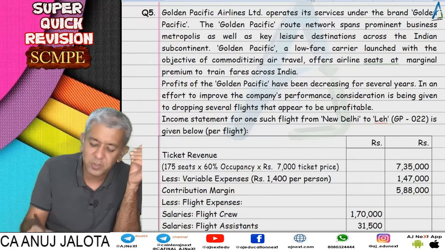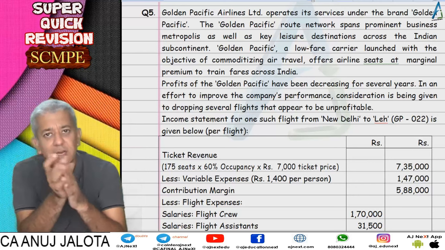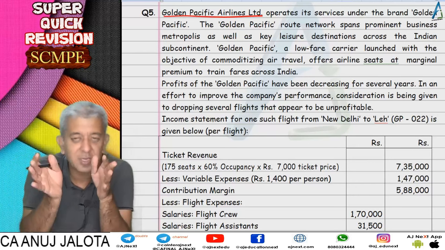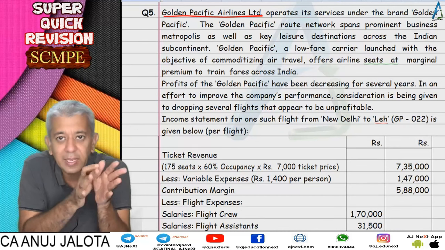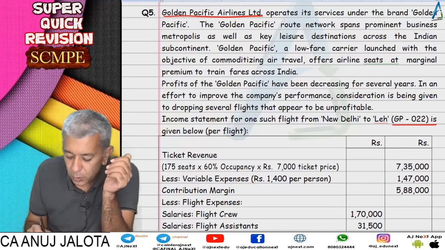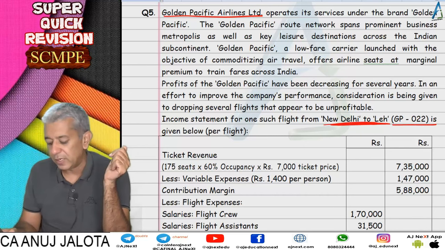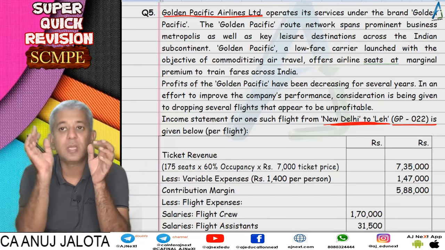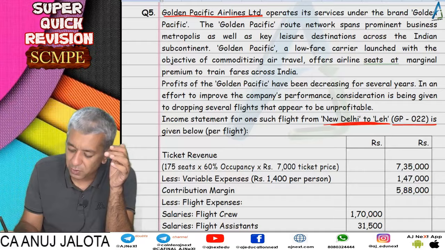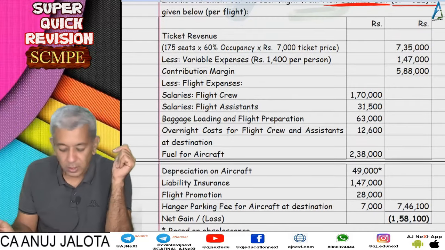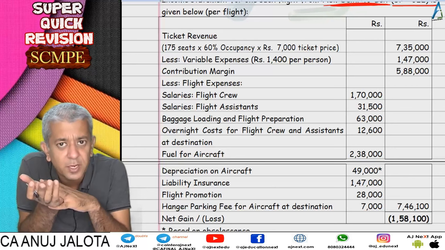Question number 5 was actually a question on relevant costing. There is a company called Golden Pacific Airlines. It flies from Delhi to Leh. It has a flight called GP022, New Delhi to Leh. Now it is thinking whether this route is a profitable route or not. So we had to think about whether we should run this particular route or not.